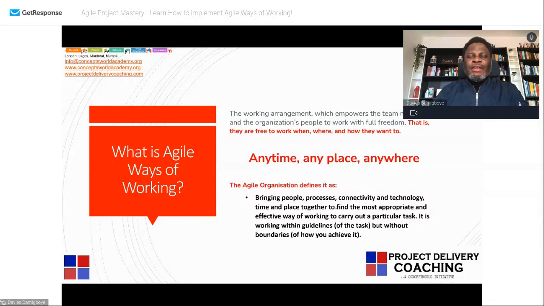Now, is there a benefit to working in a physical location? 100%. There's serious benefits in being together and working together in a physical location. There's more collaboration, more cohesion.